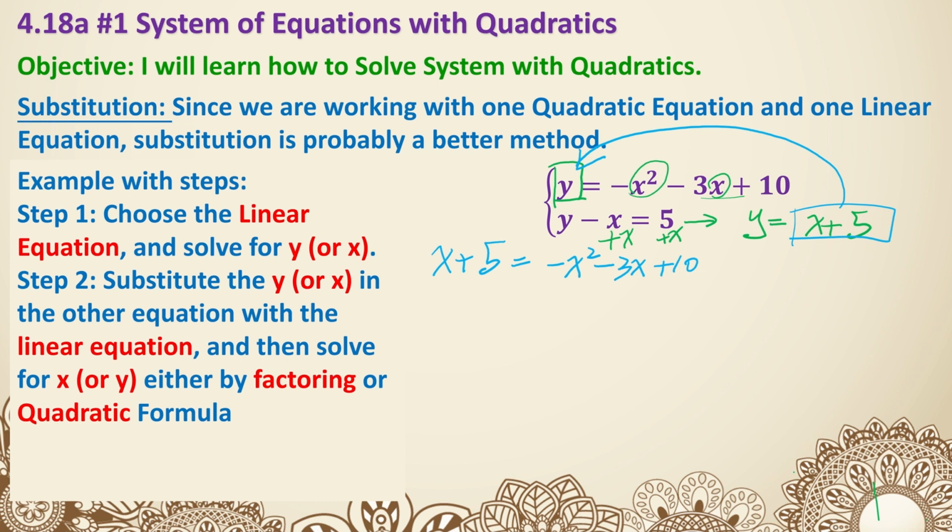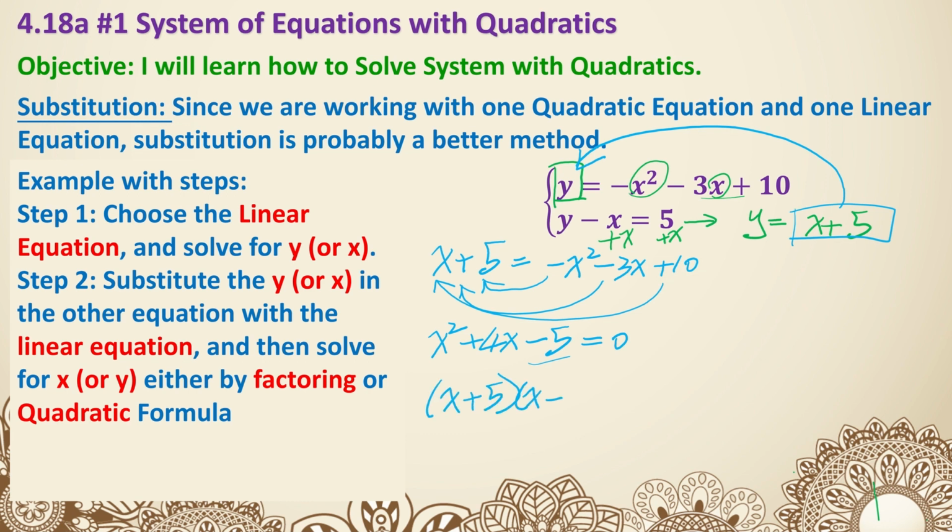So now we're going to solve for x either by factoring or quadratic formula. But no matter which method you use, you do need to move everything to the same side and leave the other side with a 0. So let's move the x squared, the -3x, and the 10. So we got x squared plus 4x minus 5 equals 0. And you just need to think, can you find a pair of numbers that can multiply to get -5 and add up to 4? The answer is yes. So x plus 5 times x minus 1 equals 0, which means my x could be either -5 or 1.